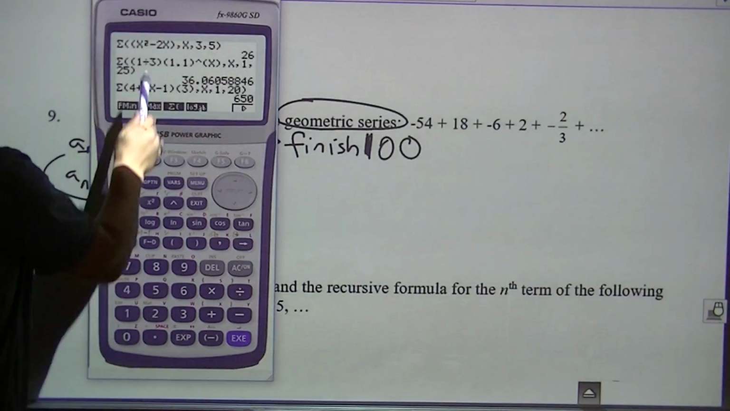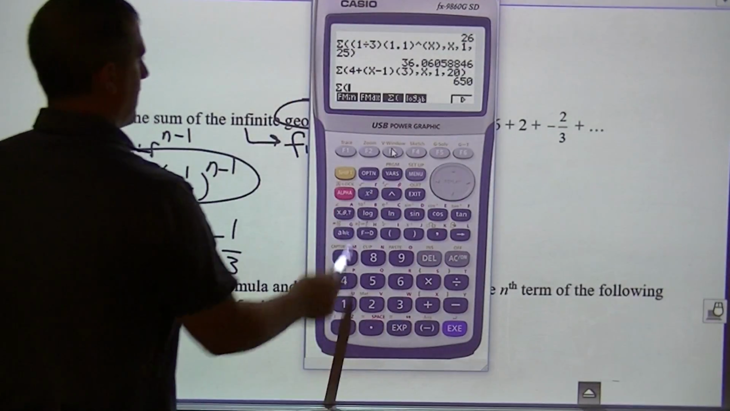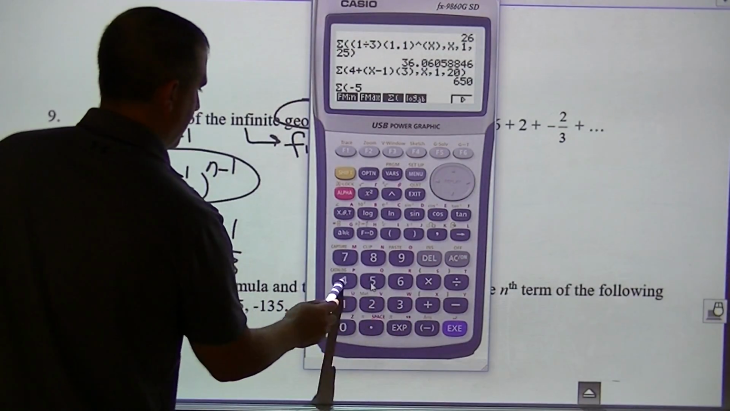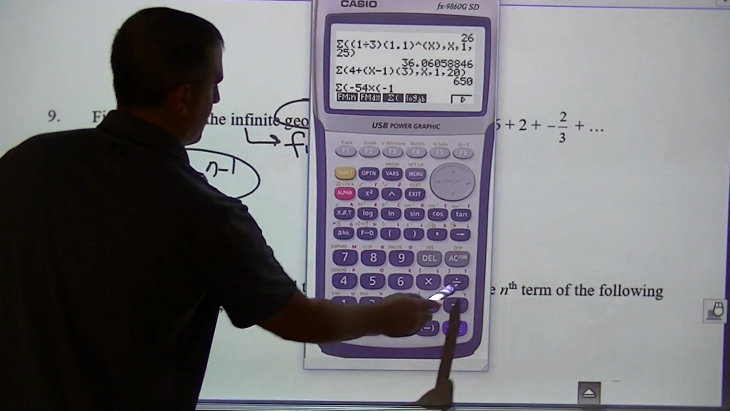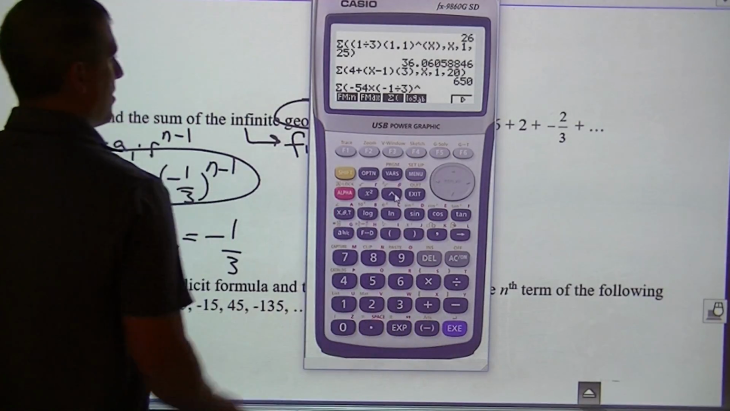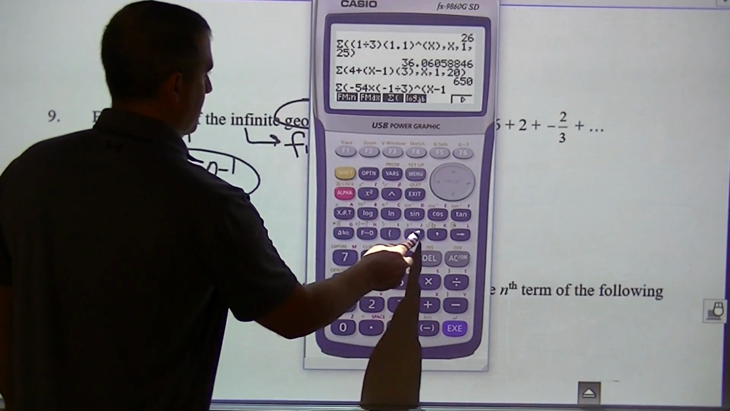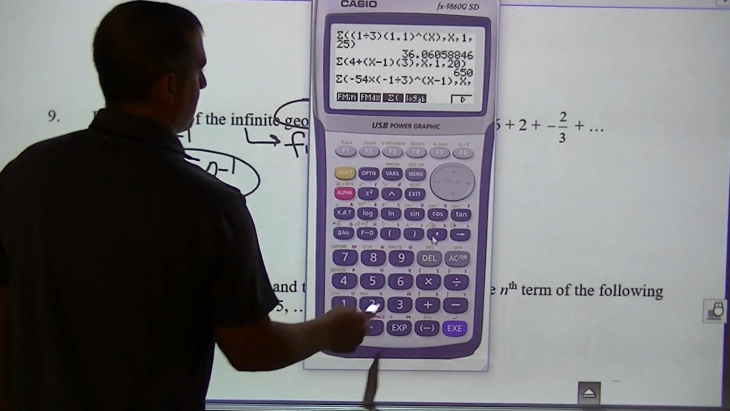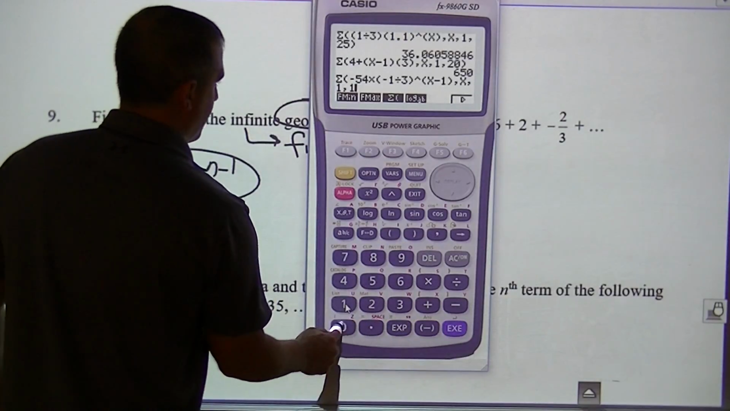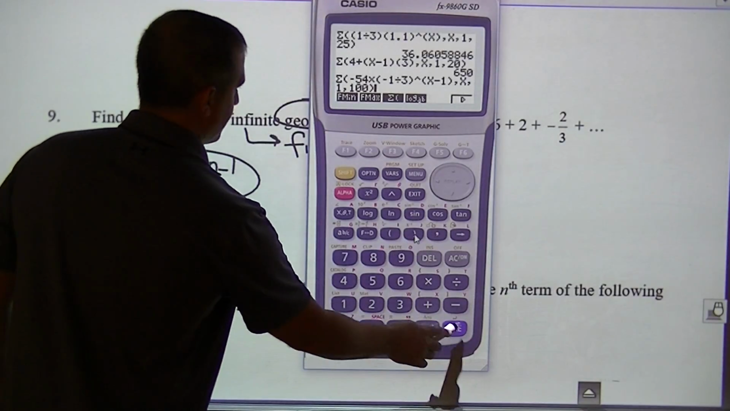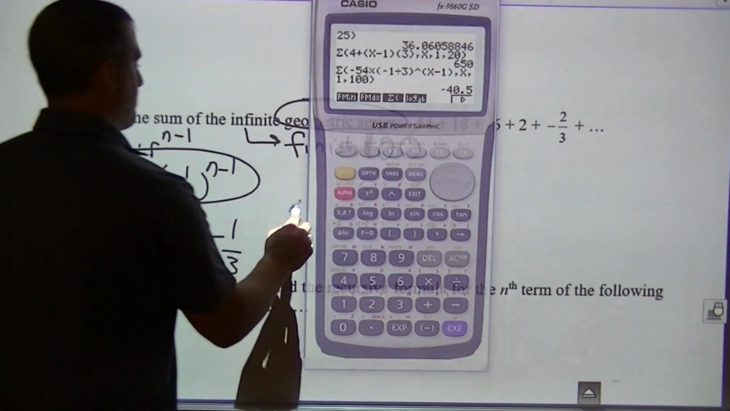All right, so here's what I got. I got the sum of negative 54 times negative 1/3 to the exponent, and I'm going to put parentheses around this x minus 1, comma x, comma 1, comma 100. Close the parentheses, and I get negative 40.5.